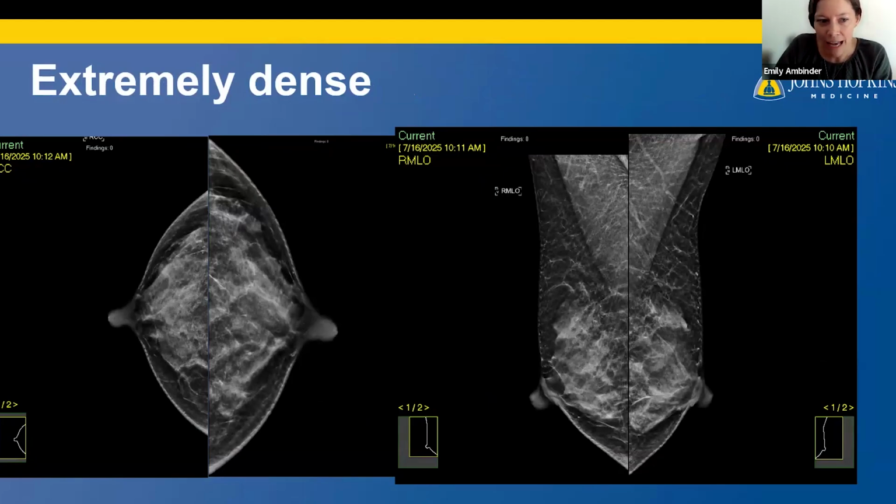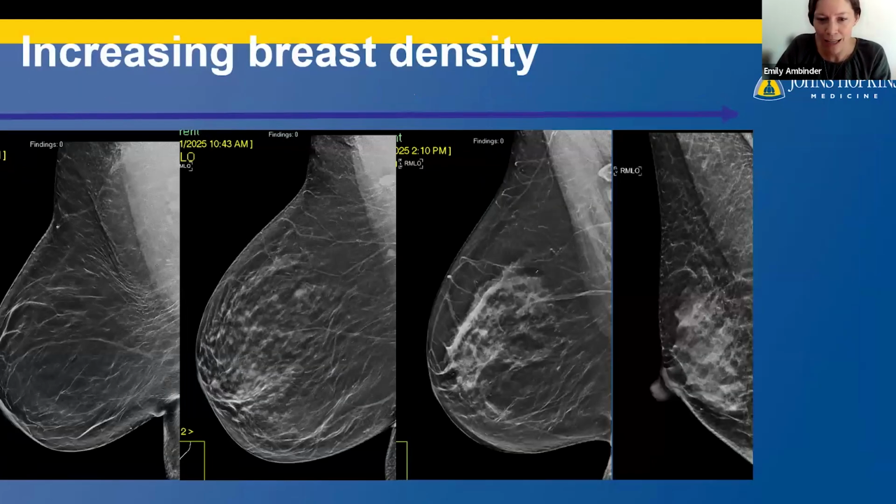I have another final slide just showing the 4 categories next to each other that I think really helps to visualize what we're talking about, with the fatty breast being almost all that dark gray color, and then all the way over to that extremely dense where the breast is almost all the white color. Thank you, Emily. That is very helpful to have a picture in our mind's eye of what those words mean. With this by way of background, let's switch into consideration of issues related to breast density and breast cancer.